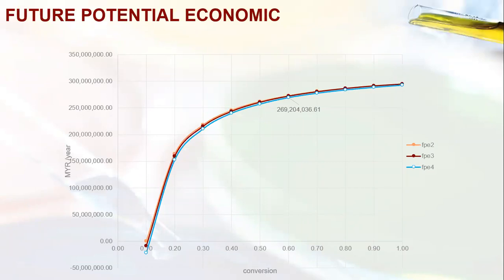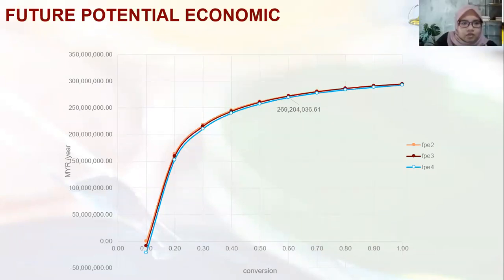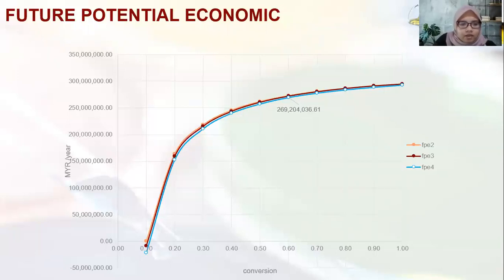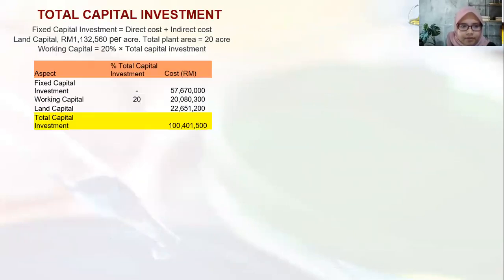Next, this is our summary for calculation for future potential economic for level 2, 3, and 4. Based on the gross profit we get from FPE level 2, 3, and 4, the final gross profit we get in our plan is about 269 million ringgit Malaysia. The detailed economic analysis we explain in the next slide.